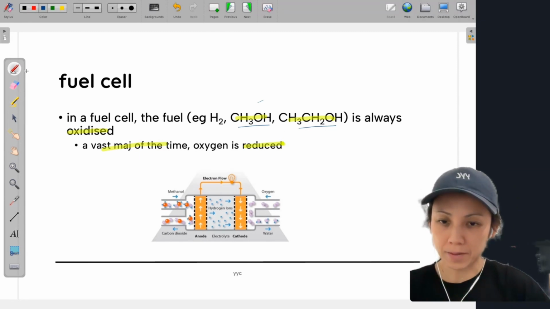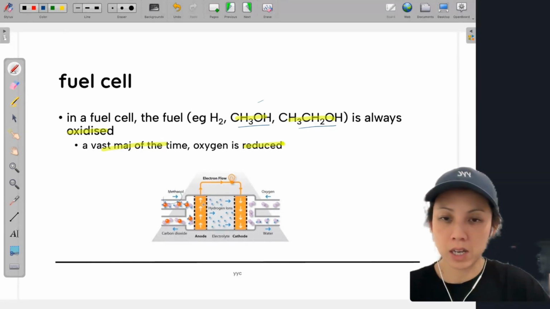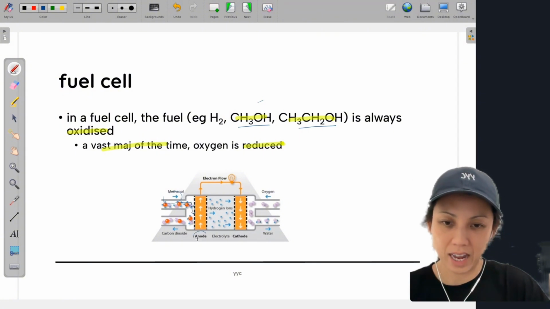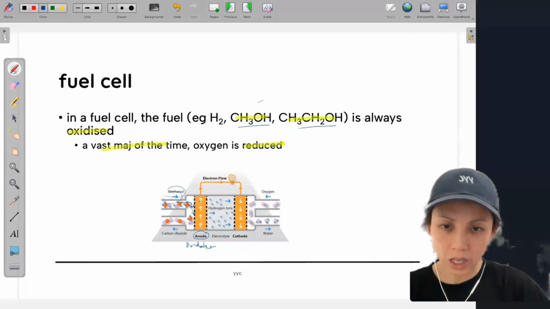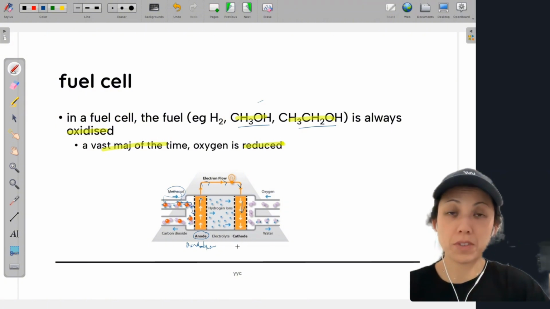So if you have a look here, say we've got methanol. Methanol is a fuel instead of hydrogen. Now methanol will enter and interact at the anode. Why? Because oxidation is going to occur there. So the methanol is going to undergo oxidation. The electrons will be released through the anode, flow through the external wire over to the cathode.